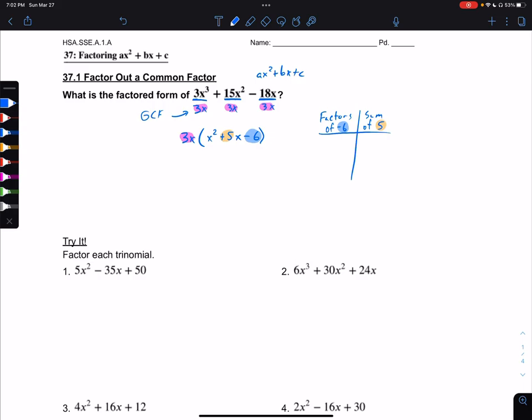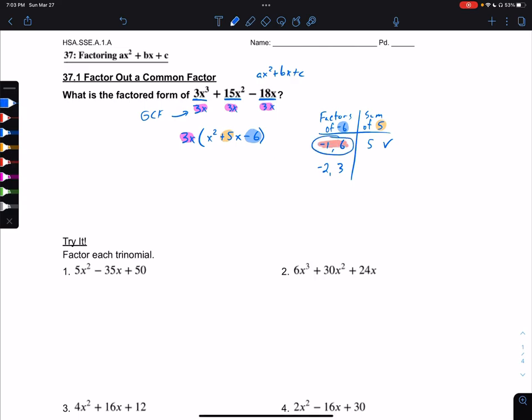So factors of 6 are 1 and 6, 2 and 3. Remember, this is one of those cases where we need to be careful with our signs. We want to multiply to get a negative 6, so one of our factors is going to be negative. Let's try making the 1 negative. If we take the sum of negative 1 and 6, we do get a positive 5. So these would be our factors.